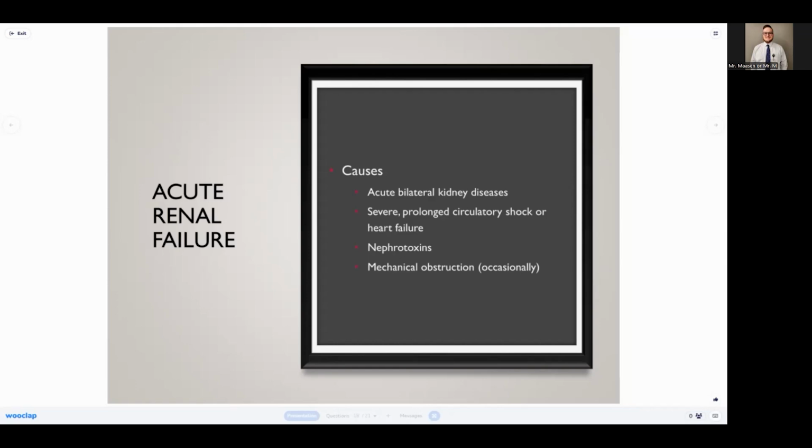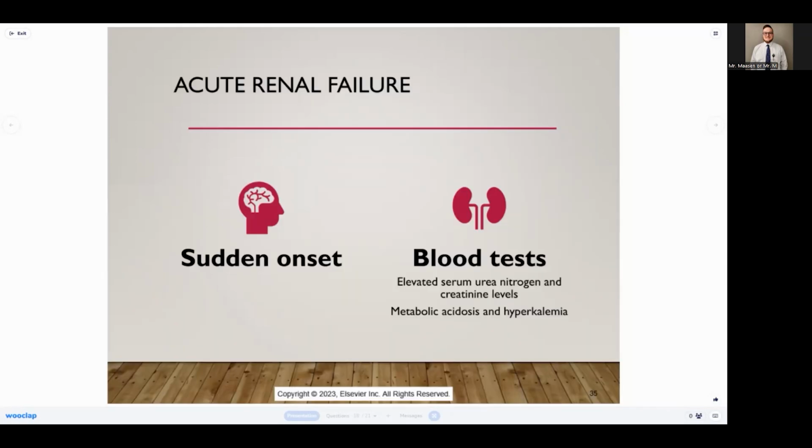prolonged circulatory shock, or someone that has heart failure. Heart failure means they have limited functional pumping. Circulatory shock would mean there's hypovolemia, not enough blood flow, and that could lead to acute renal failure. Nephrotoxins would be any medication or chemical that has toxic effects on the nephrons. There are a lot of antibiotics that act as nephrotoxins, so that's always something to keep in mind. And then mechanical obstruction, occasionally, which would typically be your kidney stones.